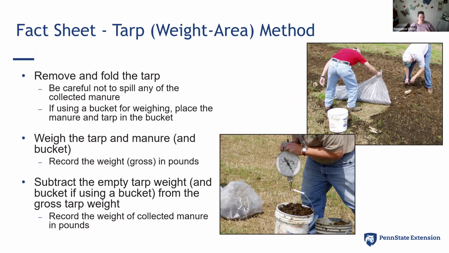You can either put the whole tarp and the bucket and the manure on the scale, or just the tarp and the manure, or just the bucket and the manure, whatever combination you're going to use. And then you want to weigh that, and you want to record that weight in pounds. And then there's a section on that sheet where you'll be able to subtract the empty tarp weight that you had recorded previously to get you the actual weight of collected manure in pounds.